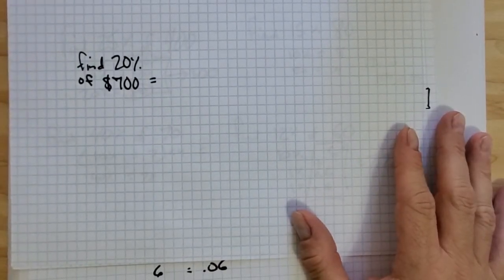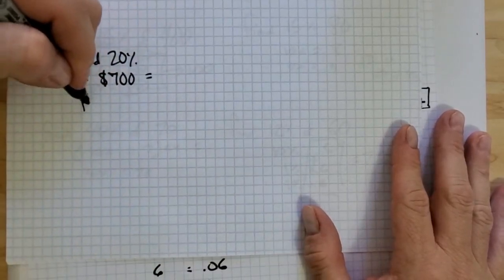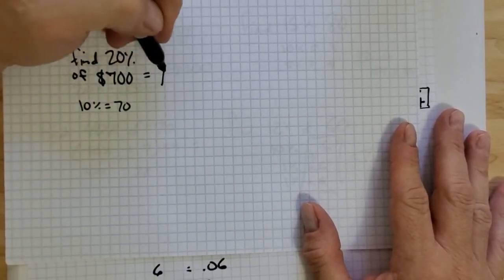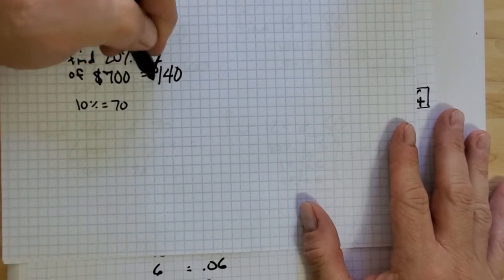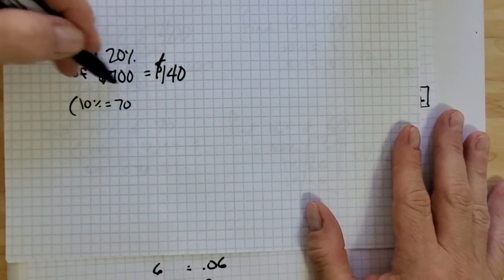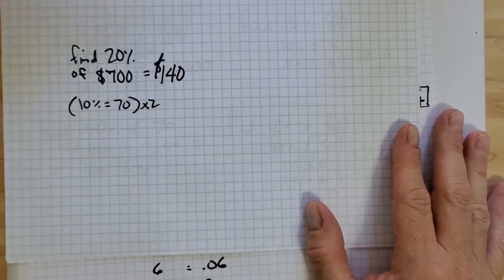Good. Very good. So you found out that 10% is 70, so you doubled that, and you got 140. It's a good way to do that. Okay? Found 10% quickly. Multiplied it by 2.